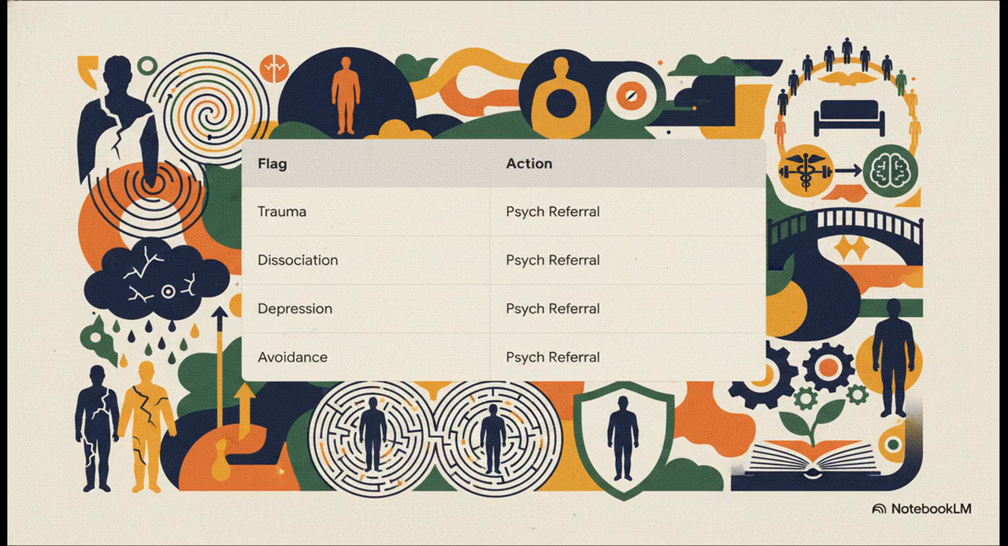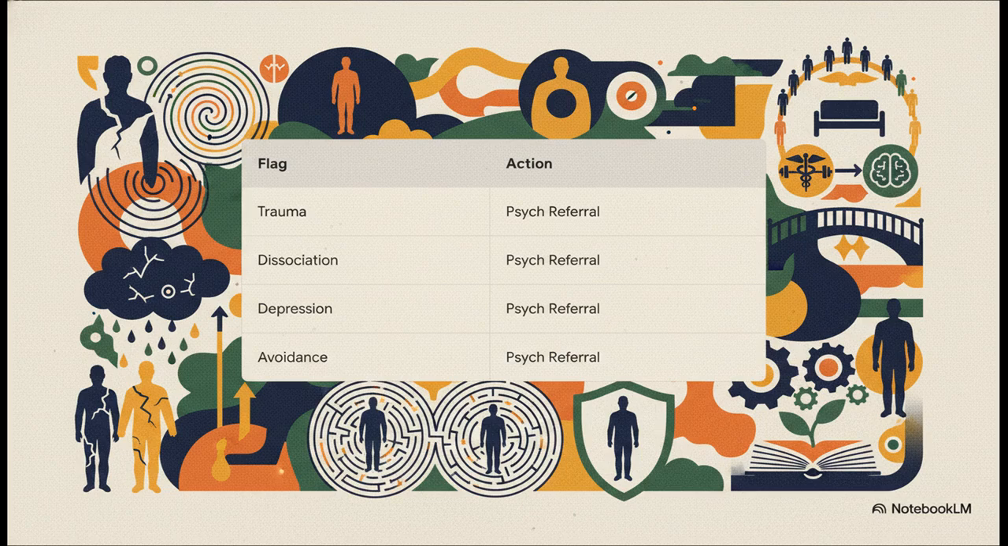If you identify significant comorbid trauma, dissociation, severe depression, or persistent severe avoidance, that is a clear trigger for action. You must refer them out to psychology or psychiatry. Do not try to continue physiotherapy in isolation here. The literature strongly shows that combined multidisciplinary care heavily outperforms physiotherapy alone in these more complex cohorts.